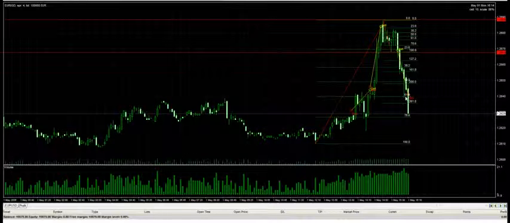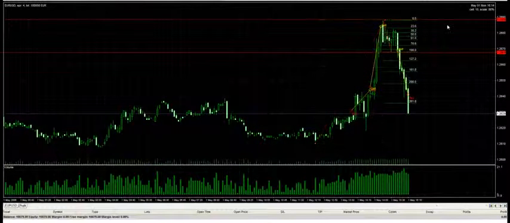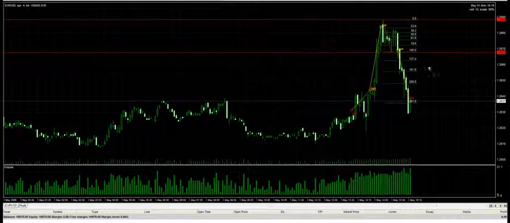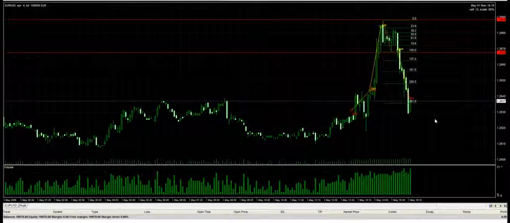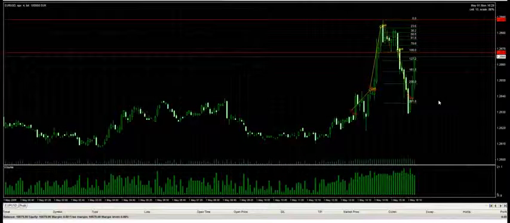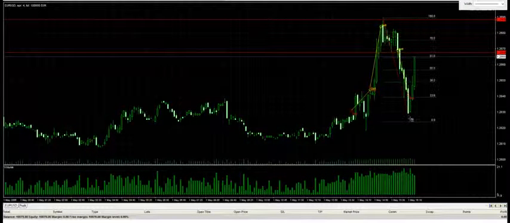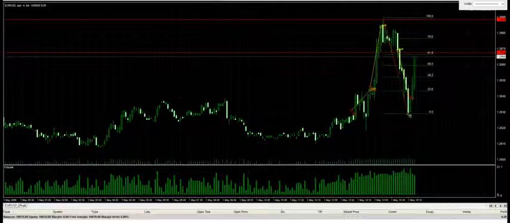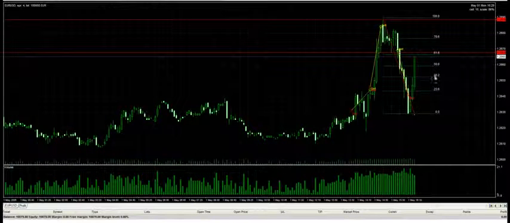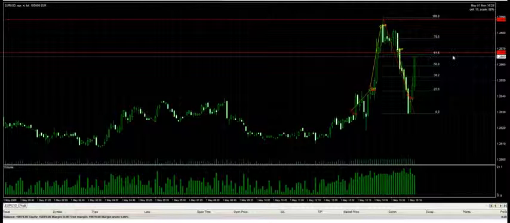Right, that was close. It could have bounced back up. Okay, now it's going to form A, B, C. Actually, this could be a 1, 2, 3, 4, 5, right? Or also A, B, C. So knowing that number 4, if you're trading number 4, 4 should not exceed the wave zone of 1. If it does, then we know that we're wrong.